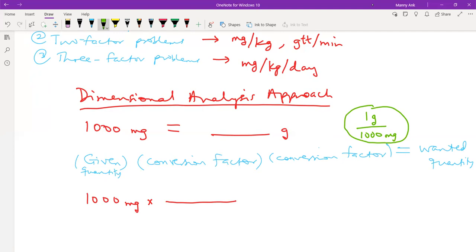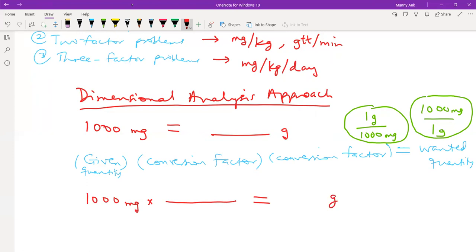Now it's a ratio. I can always play with the ratios. I can flip them. The numerator becomes a denominator, denominator becomes a numerator. So I can say that 1,000 milligrams is equivalent to 1 gram. They're all the same. 1 to 1,000 or 1,000 to 1. And so the choice of the conversion factor I'm going to use will depend on the unit or the quantity I want to end up with. Here, I want to end up with grams.